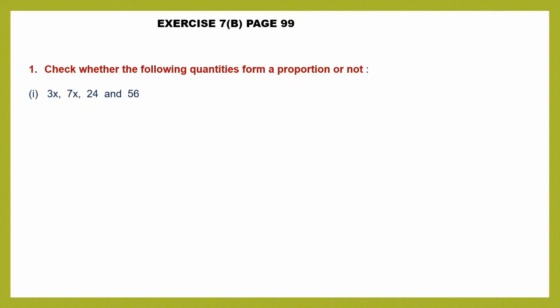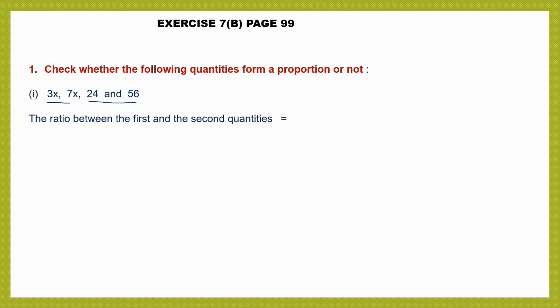So here we've been given four quantities, 3x, 7x, 24 and 56. Now when four quantities are related in such a way that the ratio between the first two quantities and the ratio between the next two quantities are equal, then we say that the quantities form a proportion. So let's see whether these four quantities form a proportion.